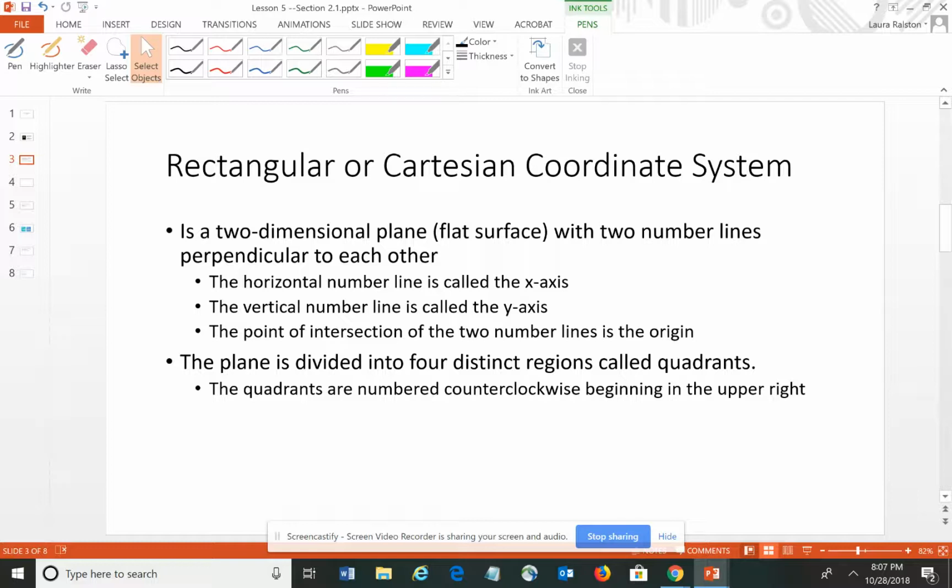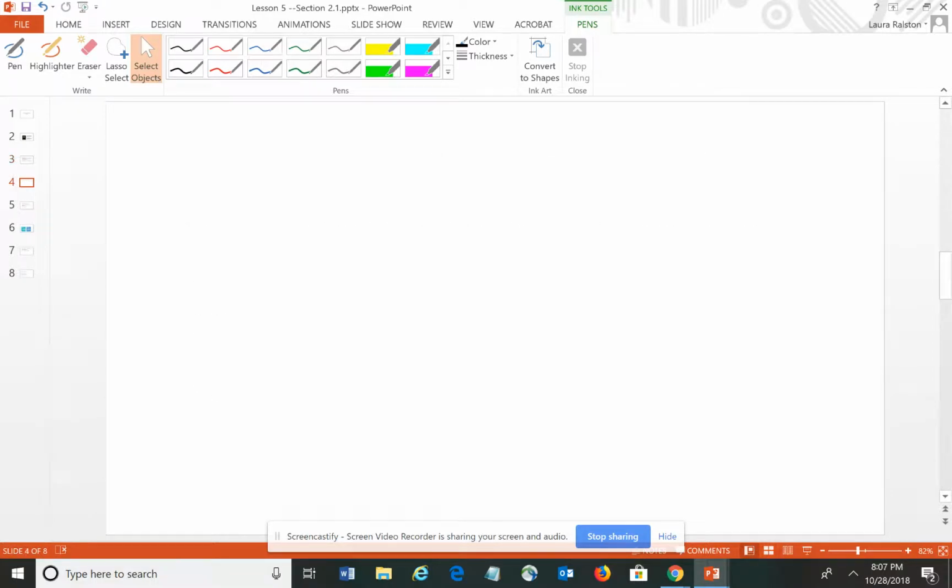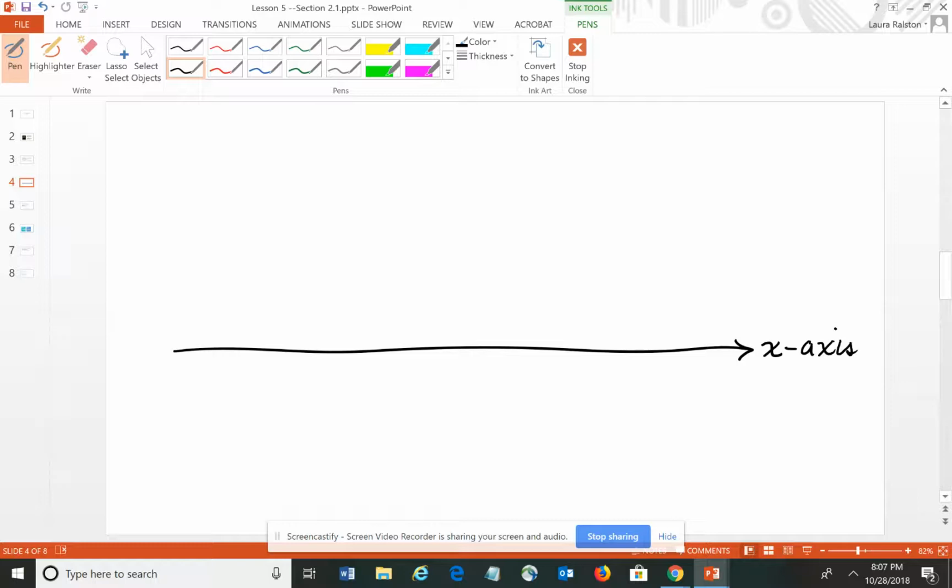So let me try to sketch one here so you can see what the coordinate plane looks like. We would have a horizontal number line, and it's called the x-axis, or sometimes we just shorten it and call it x. And you'd have 0 in the middle. You would have positive numbers to the right, which is the traditional focus, and you would have negative numbers to the left because they're below 0.